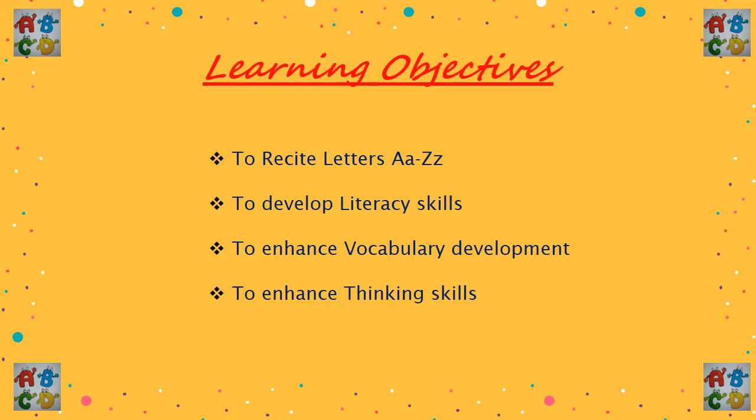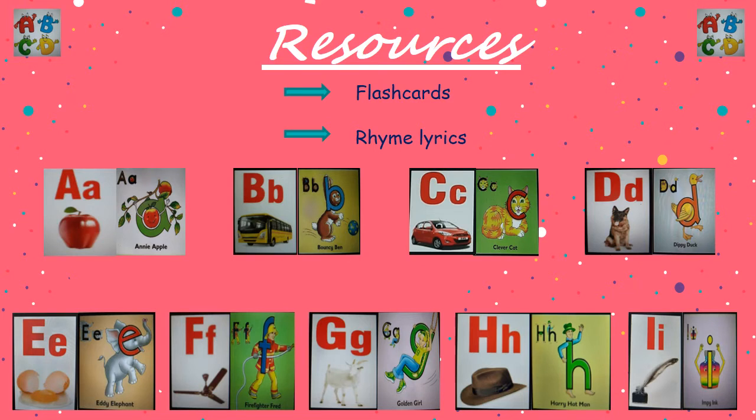The learning objectives of the activity are to recite letters A to Z, to develop literacy skills, to enhance vocabulary development, and to enhance thinking skills. The resources that are needed for the activity are flashcards of letters A to I and the rhyme lyrics.